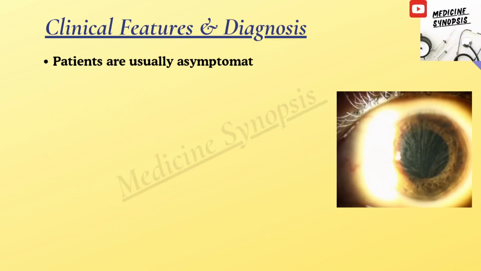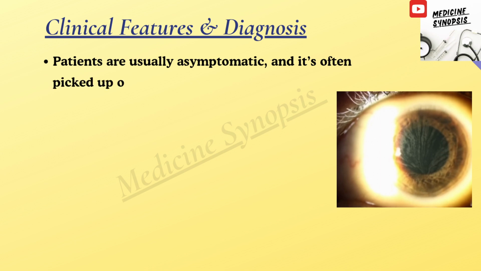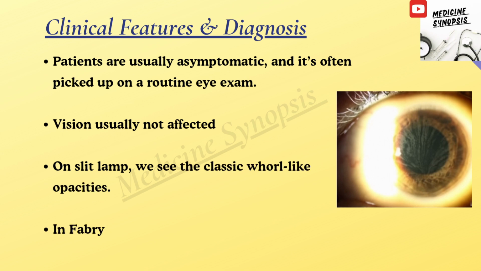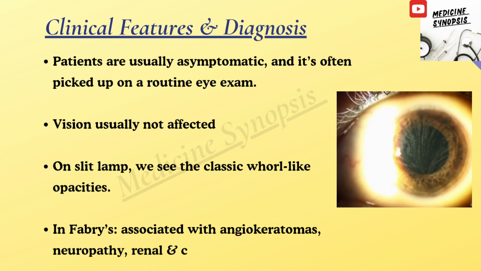Patients are usually asymptomatic and it is often picked up on routine ocular examination. Vision is usually not affected. On slit lamp, we see the classic whorl-like opacities. In Fabry's, it is associated with angiokeratomas, neuropathy, renal, and cardiac disease.